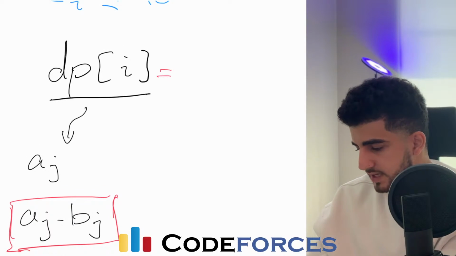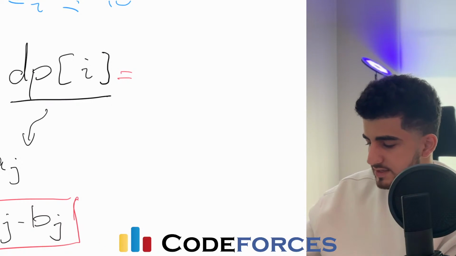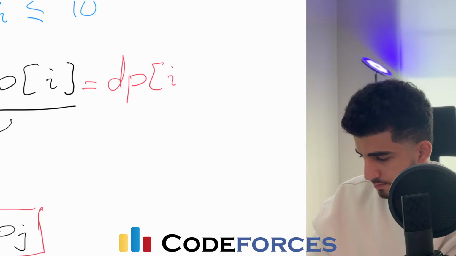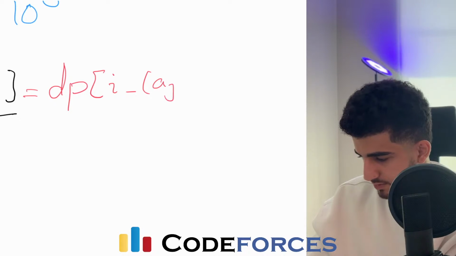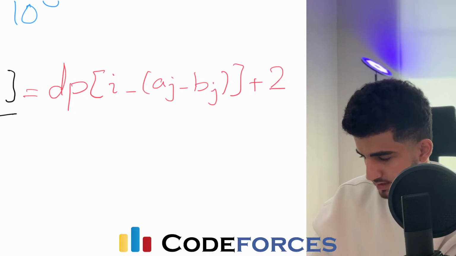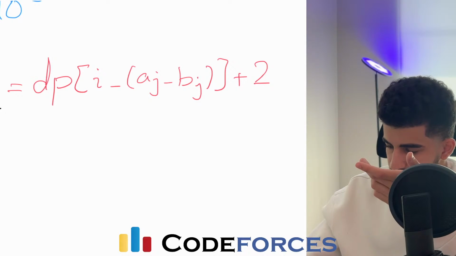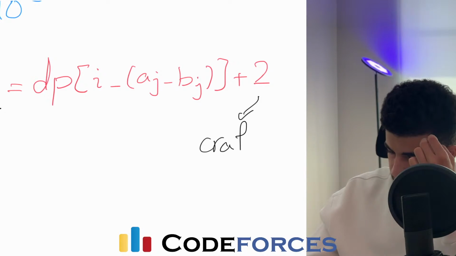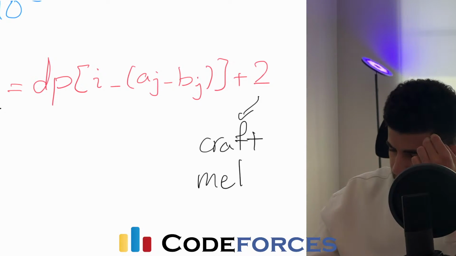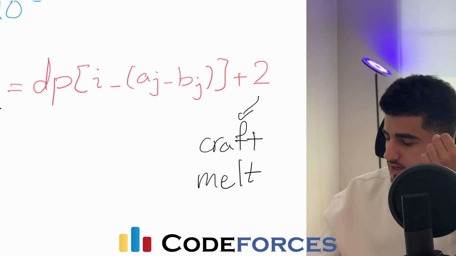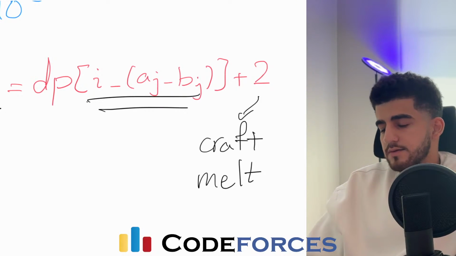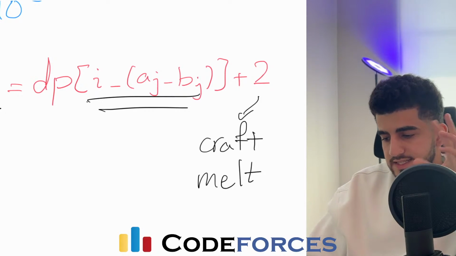So if the latest one in that vector is J, dp of I will be equal to dp of I minus AJ minus BJ plus 2. Because I can craft the sword number J and then melt it back. And then afterwards I will have these many units of metal. Is it clear?